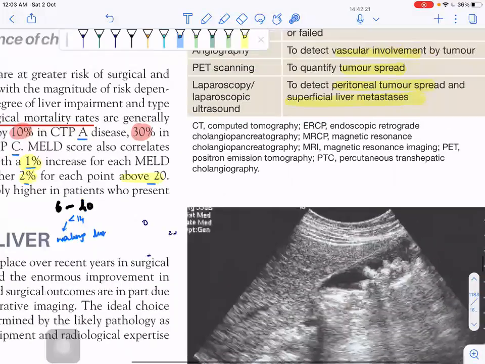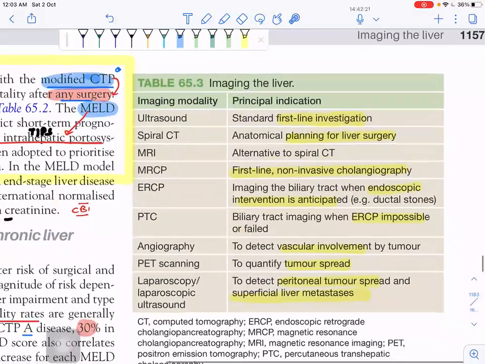And the imaging of the liver: they will ask what is the first-line investigation in case of liver pathology. It is ultrasound. If you are planning anatomy for liver surgery, spiral CT. Just remember, spiral CT gives anatomical planning for liver surgery, and the alternative is MRI.